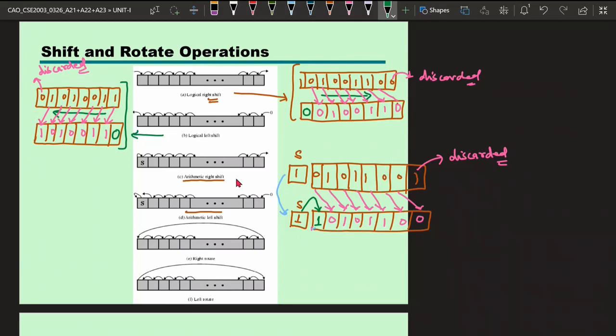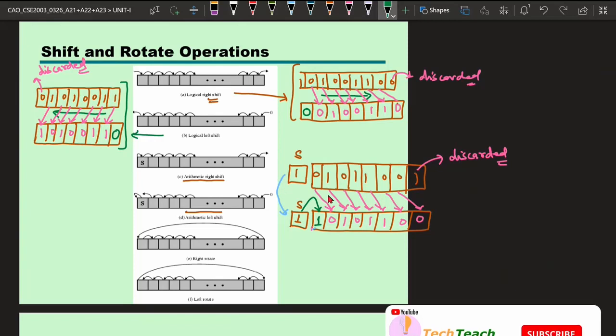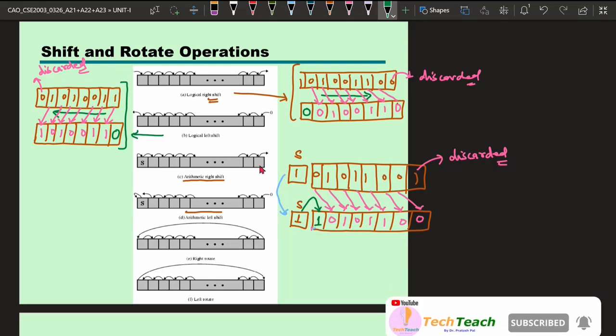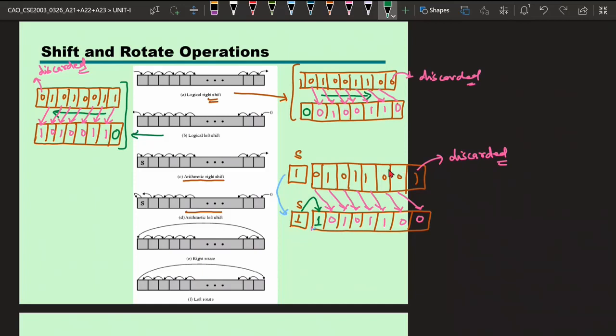Okay, so the basic difference is that in a logical shift, the sign bit is not included. In case of arithmetic shift, the sign bit will be included and will be placed where the vacancy is created. This is the arithmetic right shift. Next we will see arithmetic left shift.